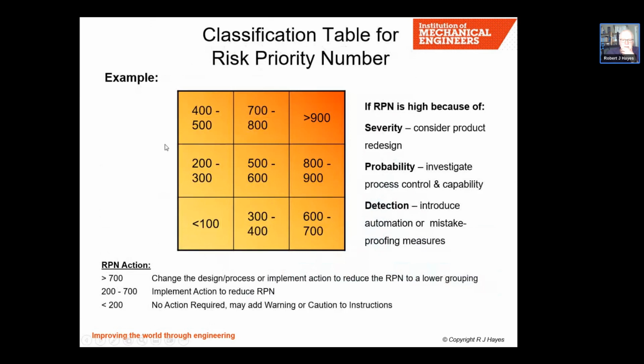So this is the sort of classification table you might use. It is just an example, but it works quite nicely. You may say, well, if it's more than 700, we've got to change the process or implement some other action to reduce the RPN.